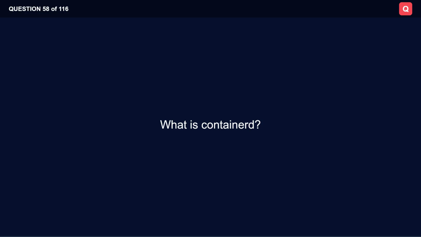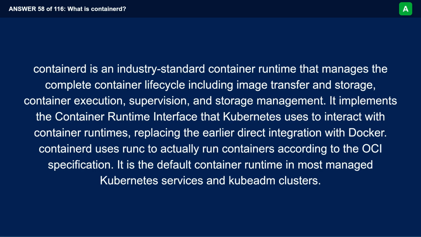What is containerd? Containerd is an industry-standard container runtime that manages the complete container lifecycle, including image transfer and storage, container execution, supervision, and storage management. It implements the Container Runtime Interface that Kubernetes uses to interact with container runtimes, replacing the earlier direct integration with Docker. Containerd uses runc to actually run containers according to the OCI specification. It is the default container runtime in most managed Kubernetes services and kubeadm clusters.